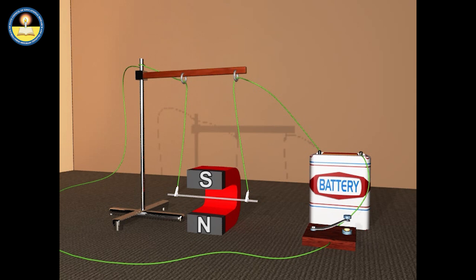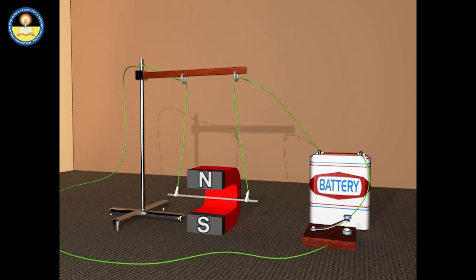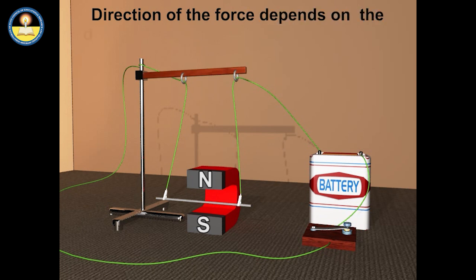Since force is a vector quantity, so it has direction also. To analyze the direction of force, let's repeat the previous activity by changing the direction of current. The rod is displaced but in reverse direction. If we repeat the activity by changing the direction of magnetic field, the rod is again displaced in the reverse direction. This shows that the direction of the force changes with the change in the direction of current or the direction of magnetic field.